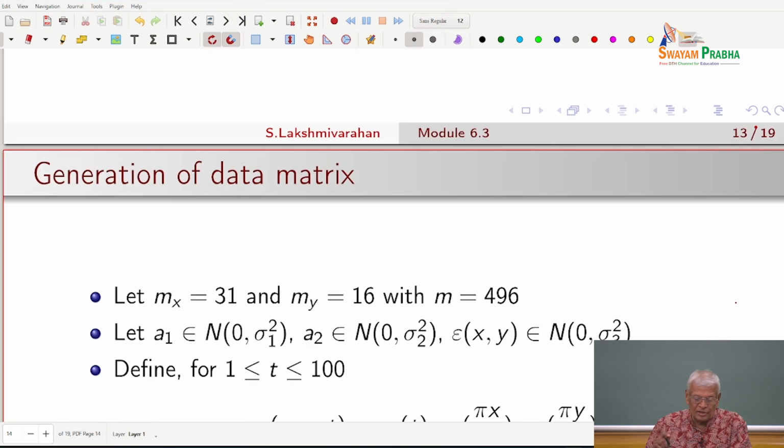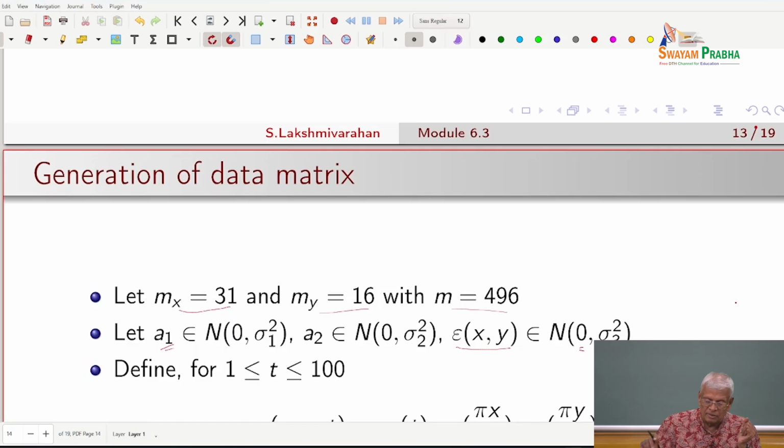So, I am now generating a data set over a grid, 31 points along the x direction, 16 points along the y direction, M is 496. I am going to pick a random scalar A1 with mean 0 and sigma 1 square, normally distributed. A2 is normally distributed, 0, sigma 2 square. I am going to pick an epsilon x comma y, x and y are the x and y coordinates, epsilon refers to the noise, which is mean 0 and variance sigma 3 square.